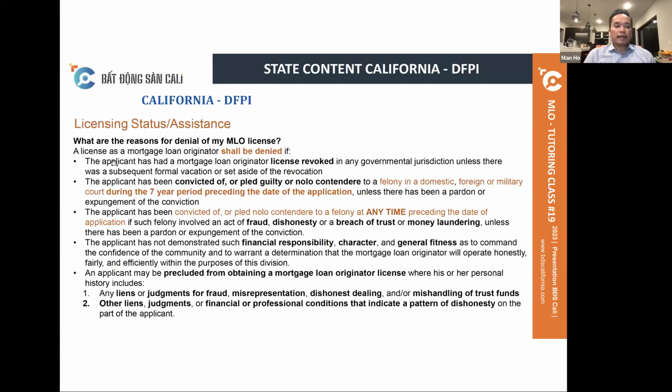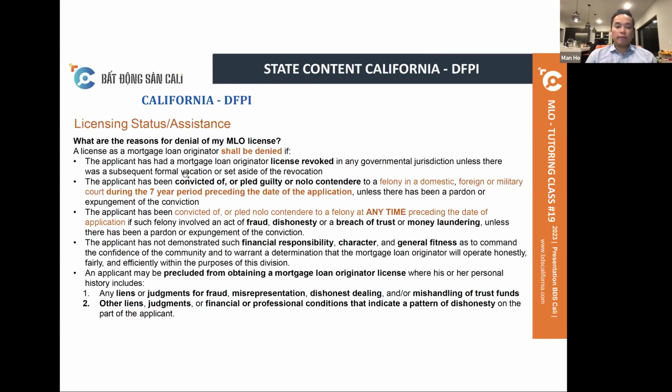A license as a mortgage loan originator shall be denied if the applicant has had a mortgage loan originator license revoked in any governmental jurisdiction, unless there was a subsequent formal vacation or set aside of the revocation. So if your license as a loan originator was revoked by any governmental jurisdiction, in any state, then your application for California, let's say, will get denied and you're not going to be able to get the license.